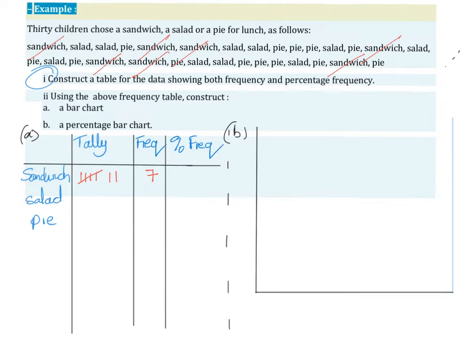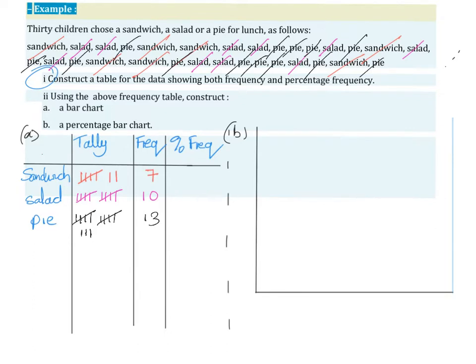So I'm going to do the same thing now for salad and pie. So I've gone through now and worked out that my tally for a salad is 10, so 4 with a stroke, for 2 lots of them, and so my frequency is 10. And the last one now is pie. And so my tally for pie was 13, so therefore my frequency is 13.